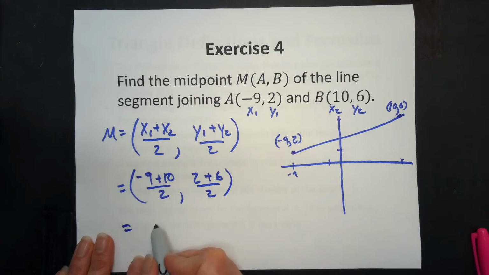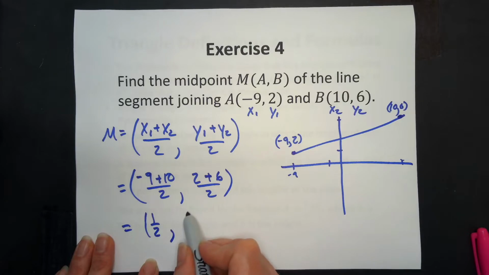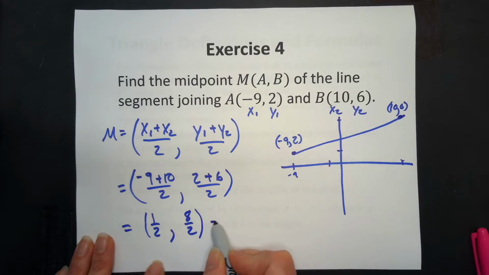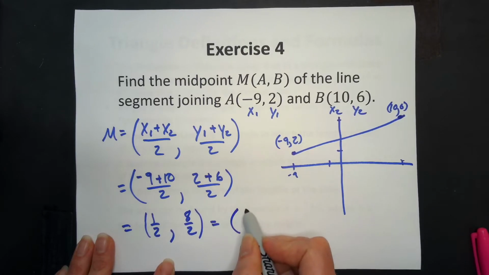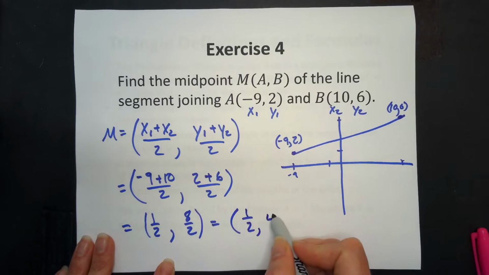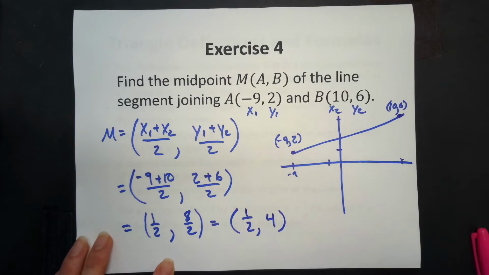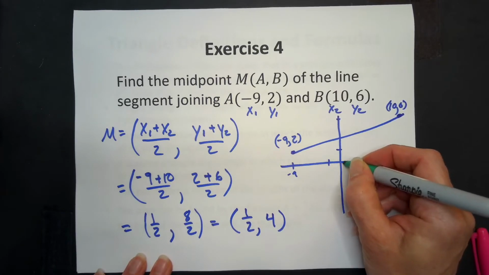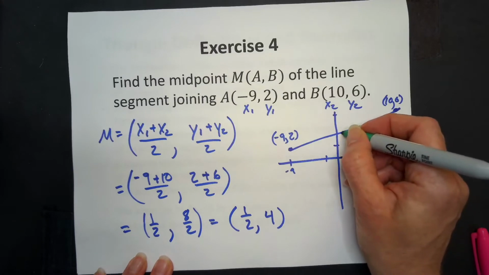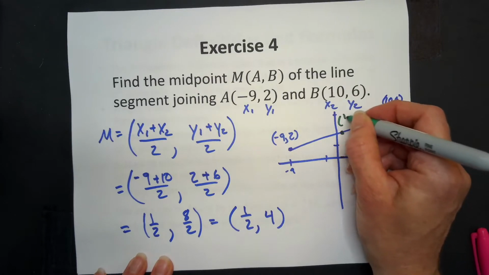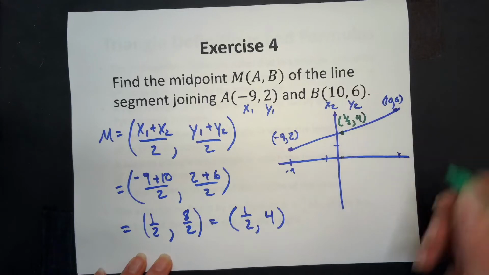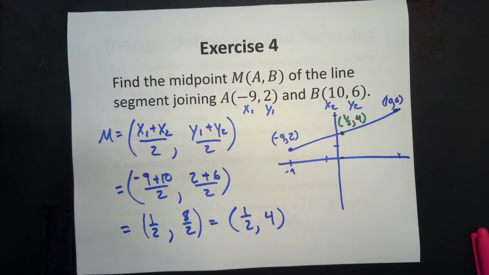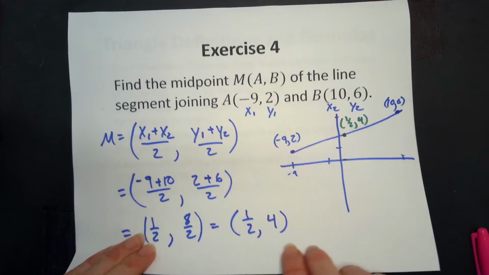And so that's going to give you 1/2, comma, and this is going to give you 8/2. You want to simplify those fractions when possible. So this will be the point 1/2, comma, 4. In other words, this point that I'm getting back out, I would go over 1/2 right here, and this would be 4 units up. So this would be the point 1/2, comma, 4, which, even though it's not drawn to scale, kind of looks like it should be there, halfway in between.